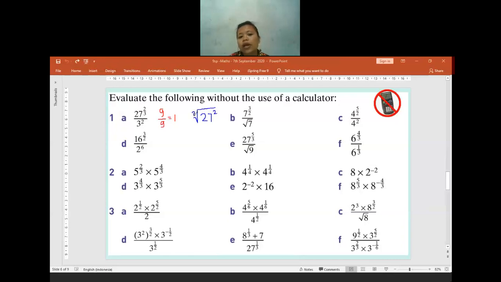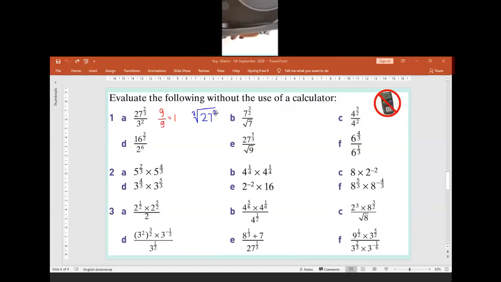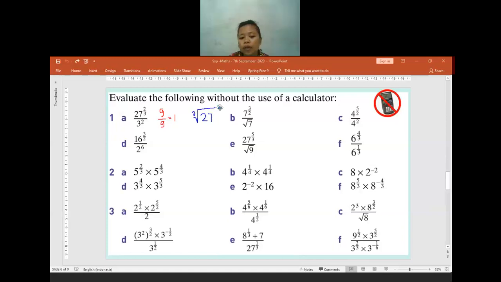If like this, you can do the power first or root first. In here, I will do the root first. Cube root of 27, the answer will be 3. And then 3 to the power of 2, the answer is 9. That's why in here I have 9.